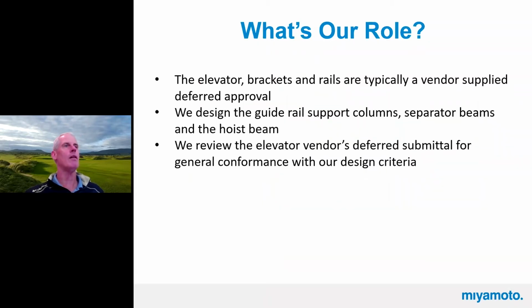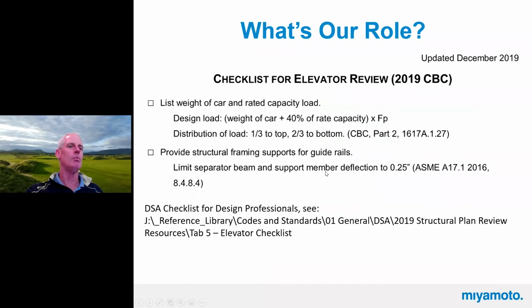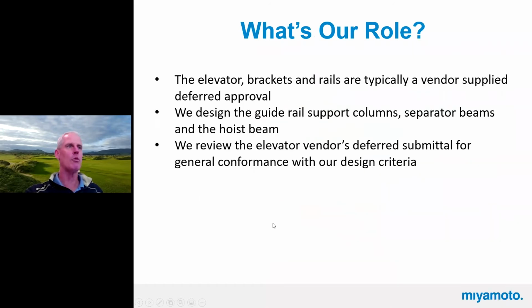So what's our role? The elevator brackets and rails are typically a vendor supplied deferred approval. Ideally you'd have them all when you go to the building department, but elevator companies are probably the least responsive people in the construction industry. That's true across the board. They're all bad. So you never have that. Typically the contractor will wait to buy out the elevator to the last minute, and then they'll come and provide their stuff, and they'll get a separate permit as a deferred approval. And it's pretty much always that way with DSA and OSHPD as well.